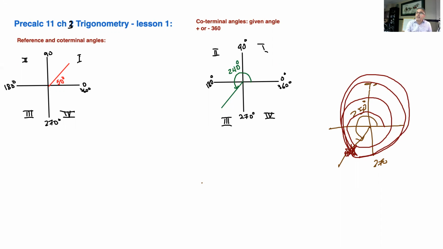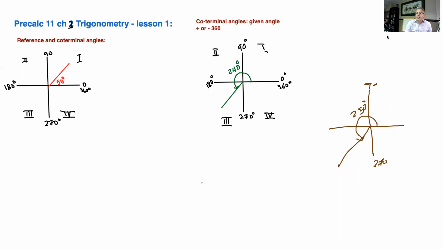Also, coterminal angles could be expressed in the negative as well. So we could go this way, and if I want to find what this angle is, I could go 250 minus 360 degrees, and that will give me what the angle is in the negative direction. So here it's going to be negative 110.